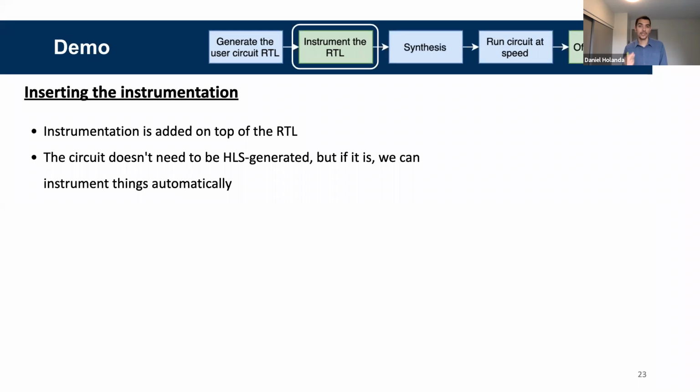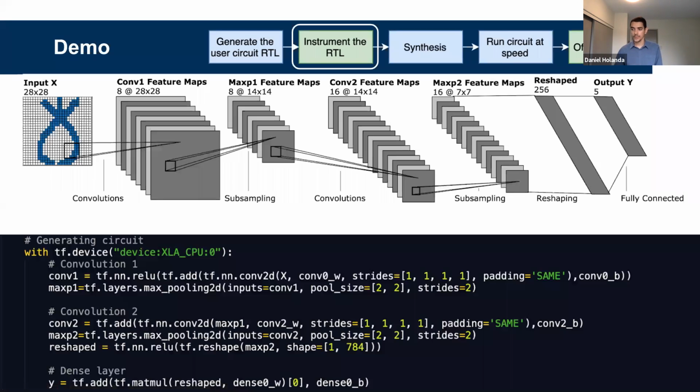However, if the circuit is HLS generated or has been generated at a very high level, we can instrument it in an easier way. We know the schedule, we know how things in the high-level language are mapped to the hardware, so we can instrument things at a very high level. I can simply say I want to observe this variable in the Python, and then we can transform this into some sort of on-chip instrumentation. So this is exactly what we did for this demo.